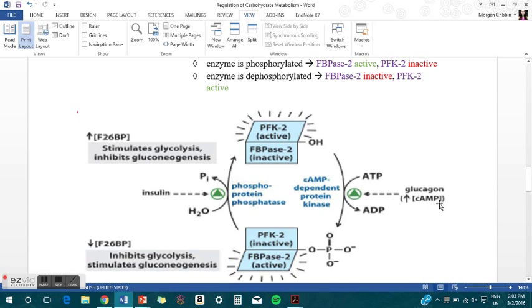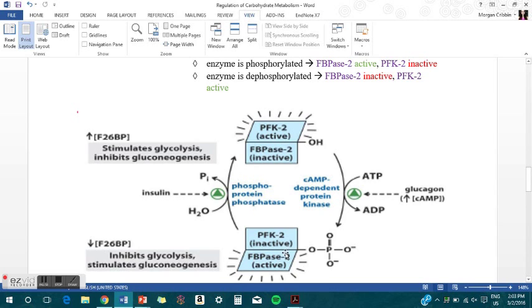So you're going to inhibit glycolysis and you're going to stimulate gluconeogenesis, which makes sense because if we look here, we have this glucagon, which is going to be the main activator for this protein kinase. So when we have glucagon activating this protein kinase, we're signaling to our body that we do not have glucose and we need it. So we're going to be making glucose through gluconeogenesis.